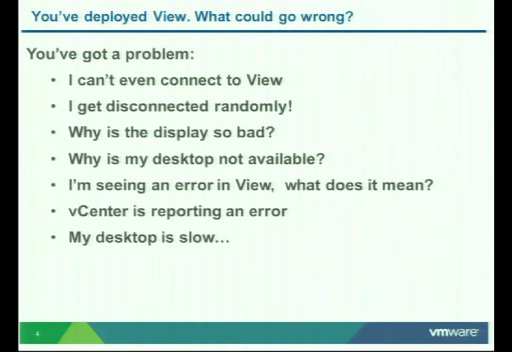I'm seeing an error in View. What does it mean? Sometimes our developers think that they're putting in a face-melting, clear error message, like desktop not available. Kind of like telling me the obvious, isn't it? Because if it was available, I wouldn't have this message. So tell me why. So we're going to tell you how to figure out why. vCenter sometimes throws errors, and you might not know where to look next.